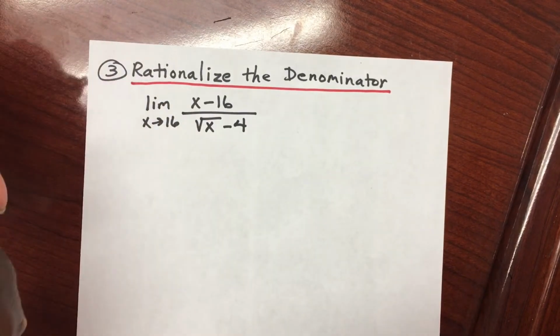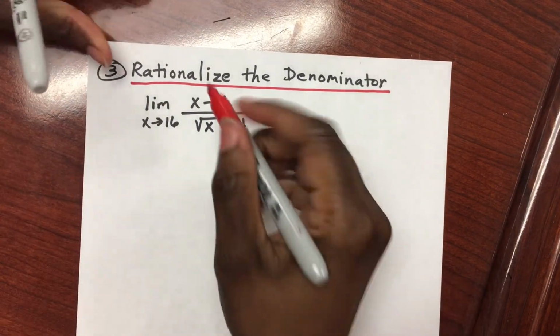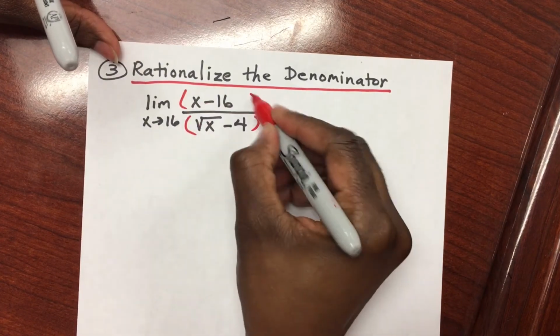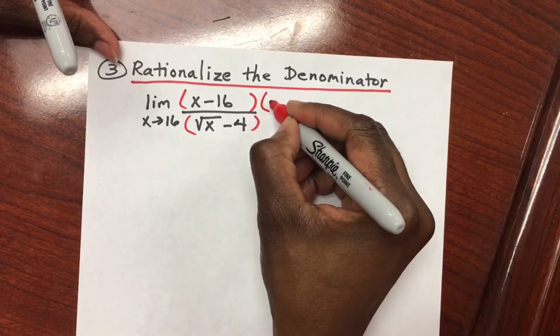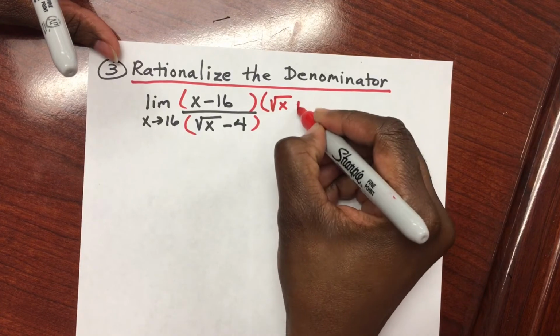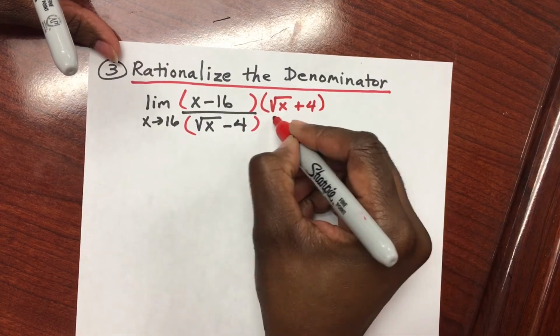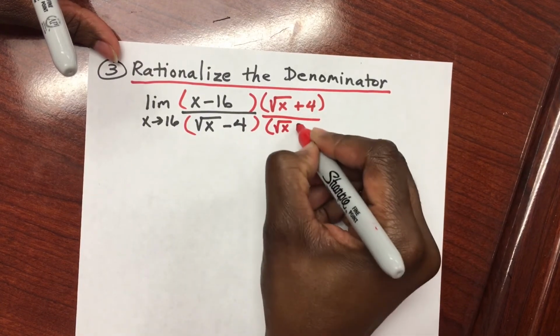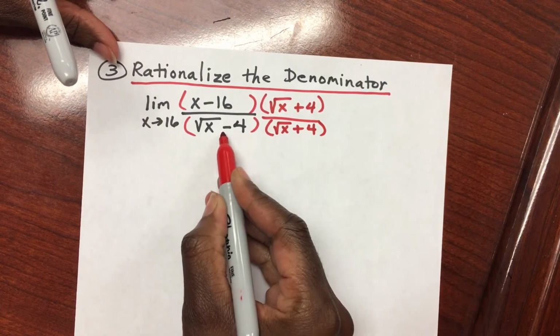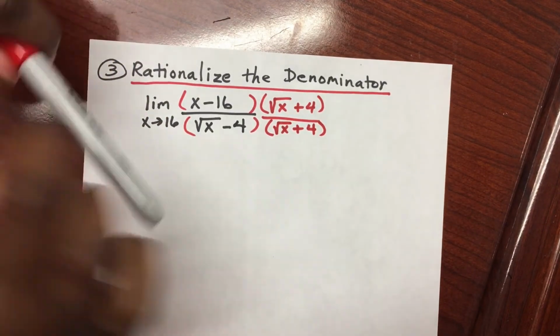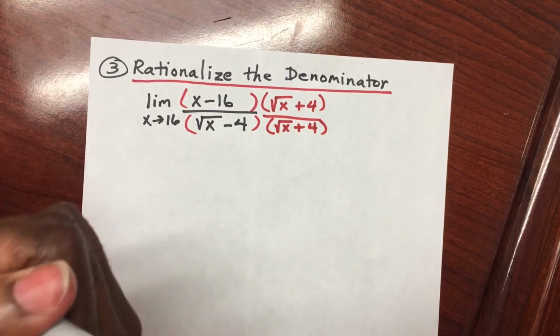So we are going to rationalize the denominator by multiplying the numerator and the denominator by the conjugate of the denominator. Square root of x plus 4, because this says minus. Why are we doing that? Because we don't want a square root in the denominator.